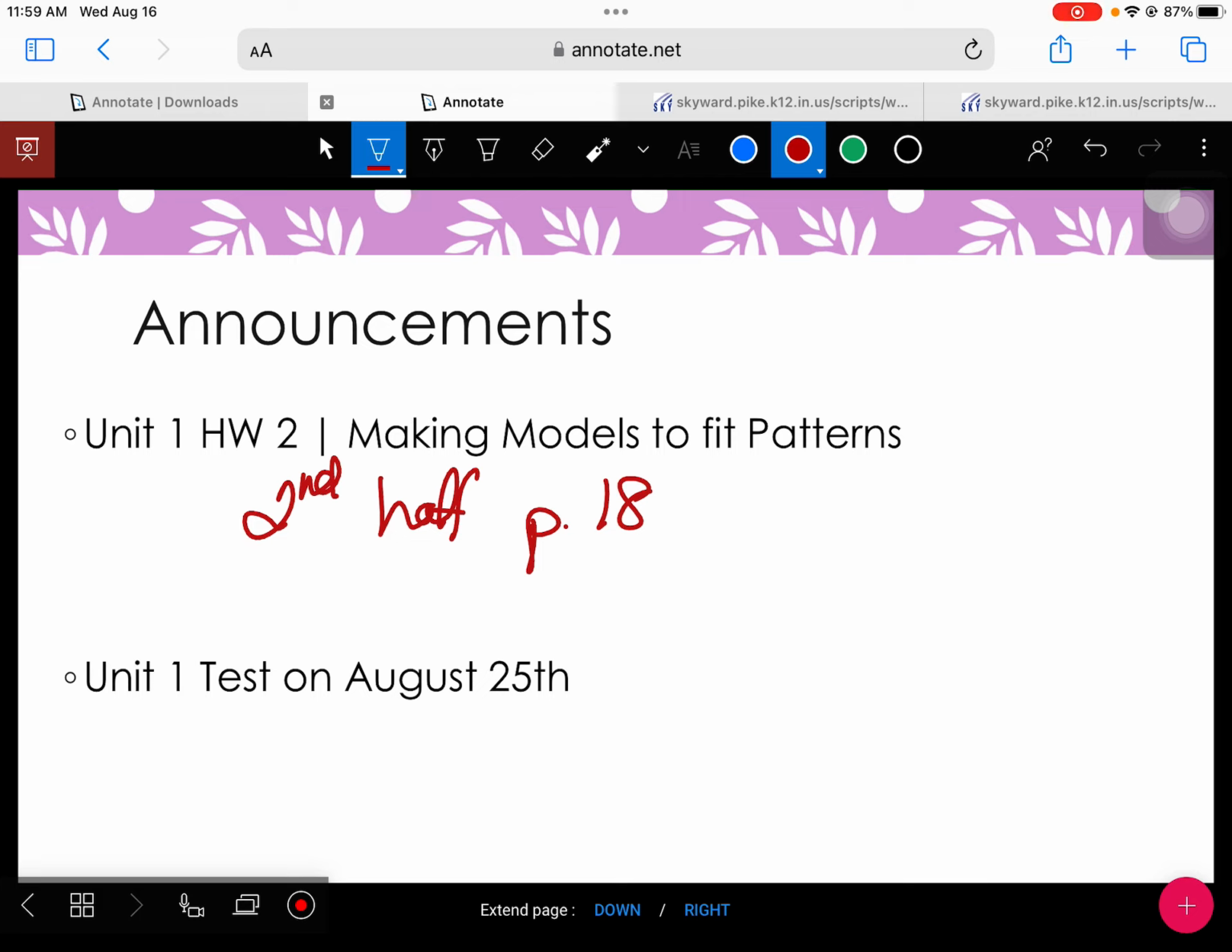All right, expressions, simplifying. What? No, we're not.